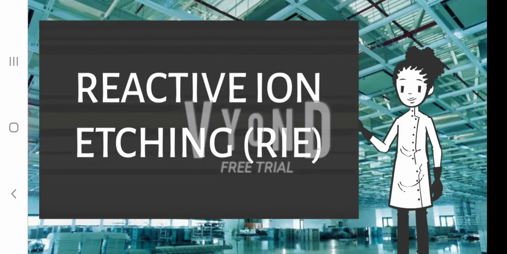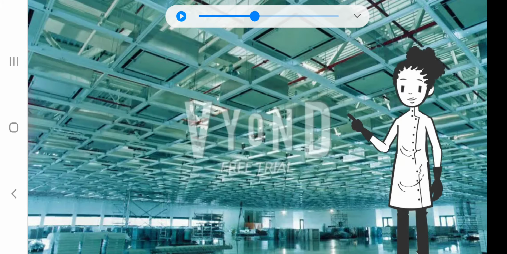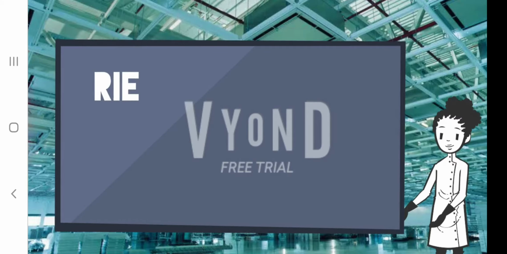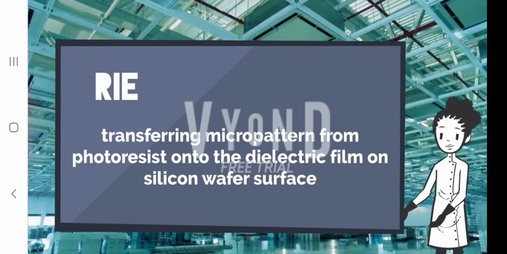Explain to you about the reactive ion etching process. After lithography, the wafers will proceed to the next process, which is RIE. RIE is a process of transferring micropatterning from photoresist onto the dielectric film on the silicon wafer surface.